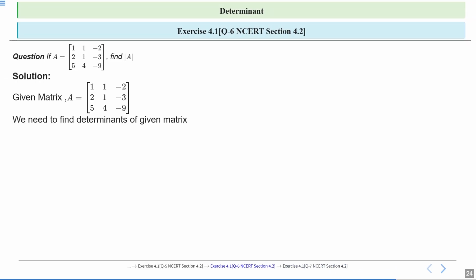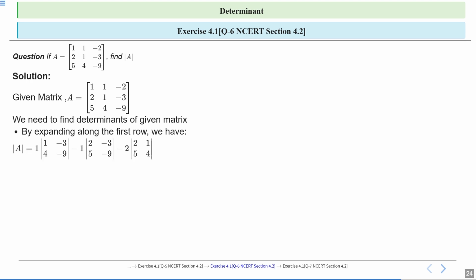So the given matrix is [1 1 -2; 2 1 -3; 5 4 -9]. Now we need to find the determinant of the given matrix. So by expanding along the first row, as there is no zero entry, we can expand along any row or column. So just expand along the first row.